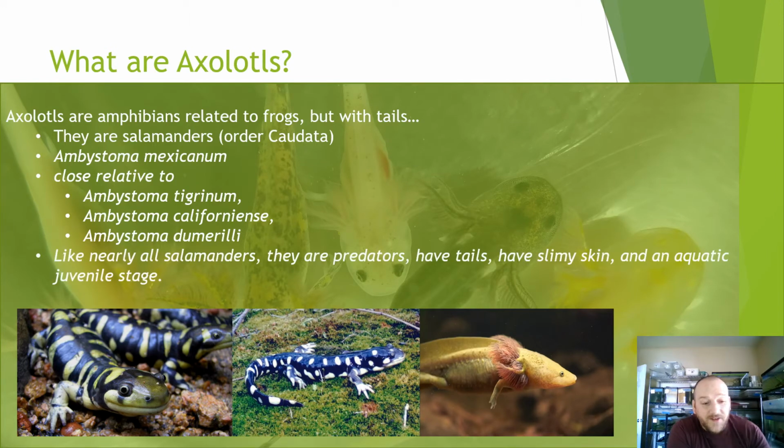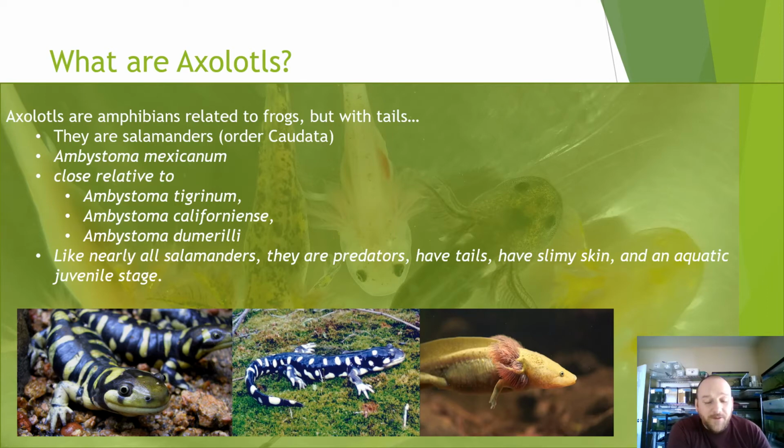They are similar to all other salamanders in that they are predators. Frogs, when they're tadpoles, eat vegetables or algae. But axolotls, and all salamanders, eat other animals, generally even when they're youngsters. They have tails, again, order Chordata. They have slimy skin, which sort of distinguishes them from lizards in appearance. And they have an aquatic juvenile stage. They start out much like a tadpole does in the water.